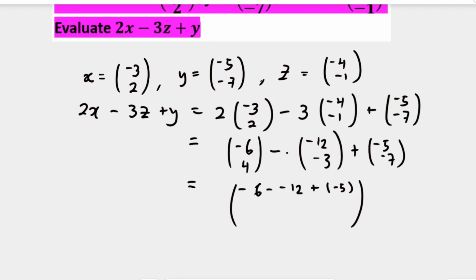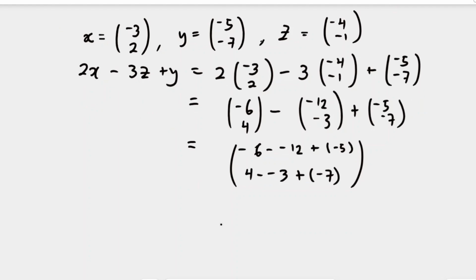So that is it. You have to check it well. Negative 6 minus negative 12 plus negative 5. Now let's come to the y component. So we're going to get 4 minus negative 3 plus negative 7. So that is for the y component.